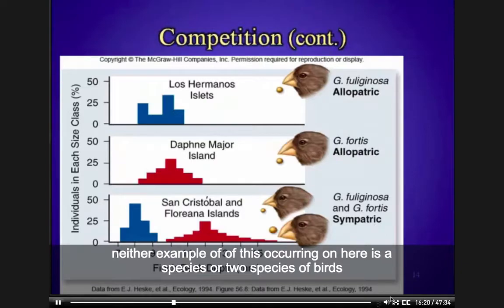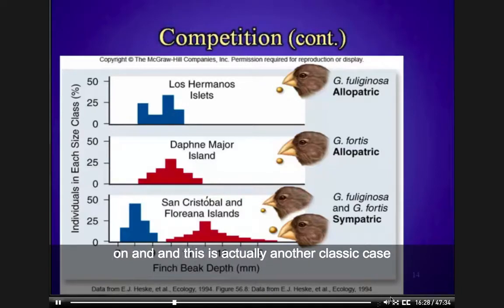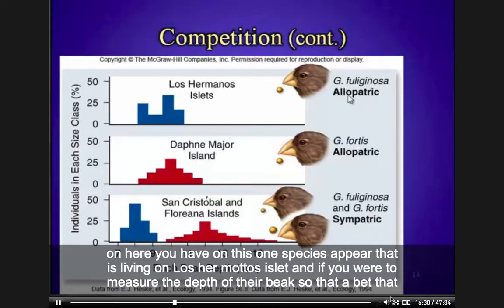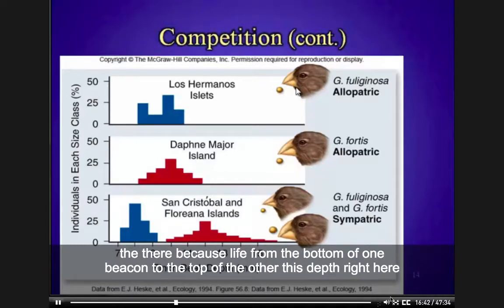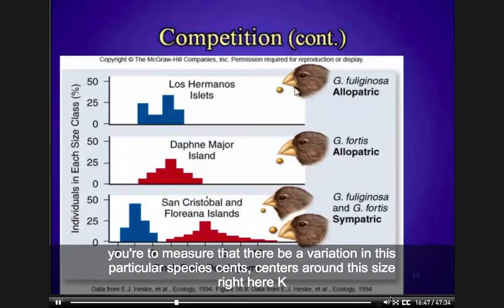Another example of this occurring, here are two species of birds, and this is actually another classic case. Here you have this one species up here that is living on Los Hermanos Islet. If you were to measure the depth of their beak, from the bottom of one beak to the top of the other, this depth right here, there would be a variation in this particular species that centers around this size right here. Okay.